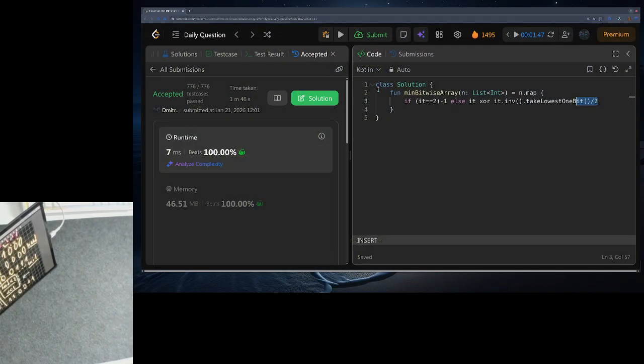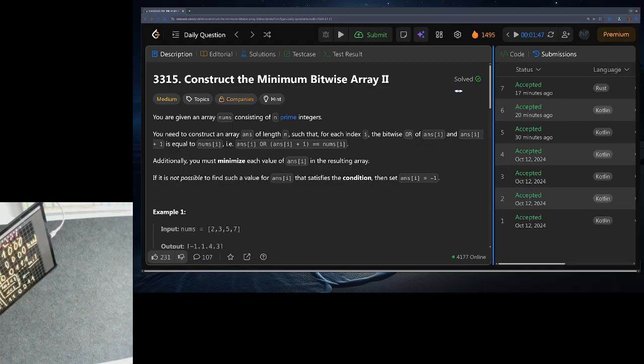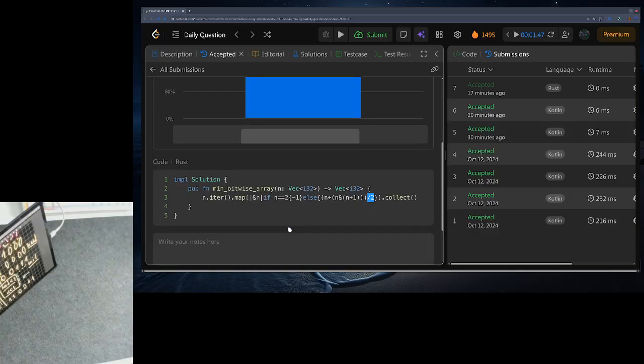Now let's look at the implementations. The Kotlin is kind of trivial, and the Rust implementation is the second that I described. Here it is. It's n and n plus 1, and then plus operation, and finally shift by 1 position right, or just divide by 2. Well, that's it for today.